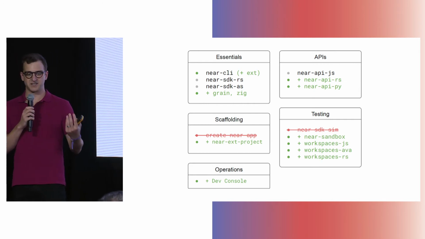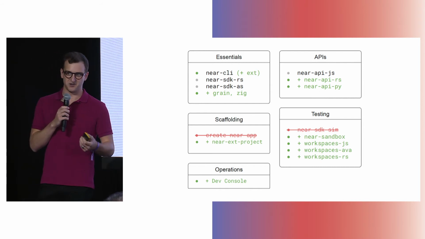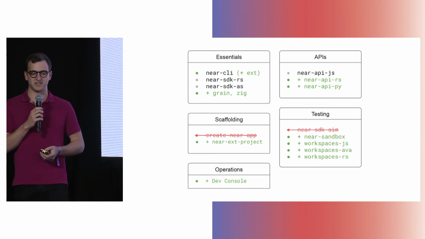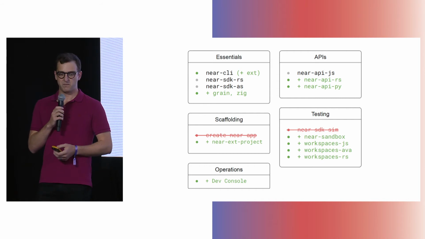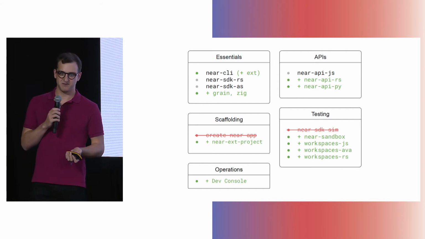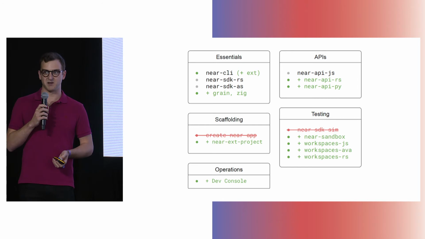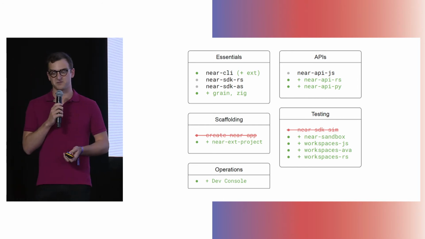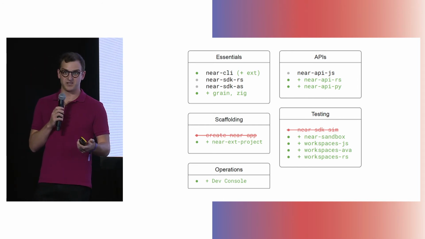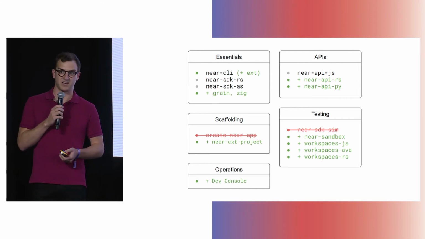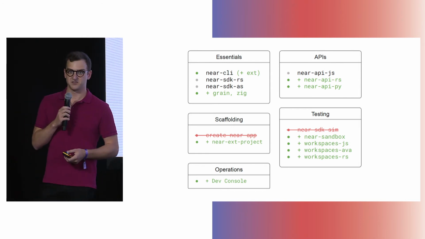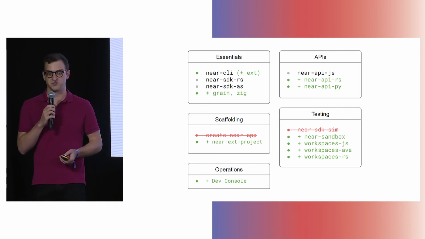Next up, scaffolding, starting a new project. I mentioned that Near project extension. It's going to be supplanting Create Near App there. We've got Dev Console on the operations side. And then as far as our API libraries, we didn't really touch on this much, but it's definitely worth mentioning. In addition to Near API.js, we're also working on API libraries for Rust and for Python. So you'll be able to interact with Near in those languages more easily.